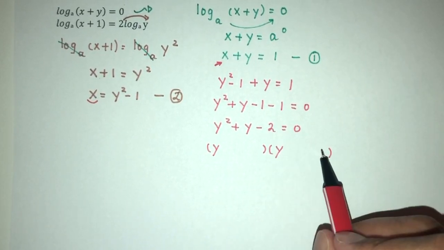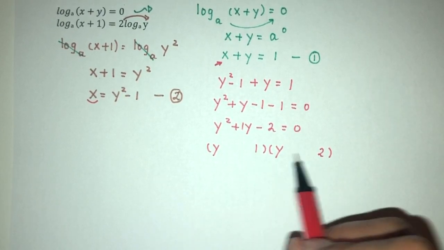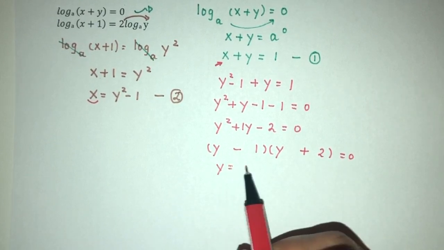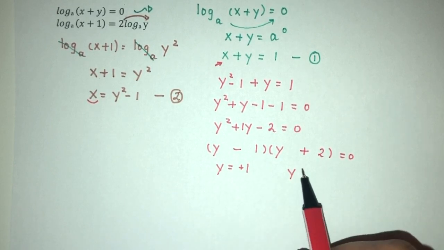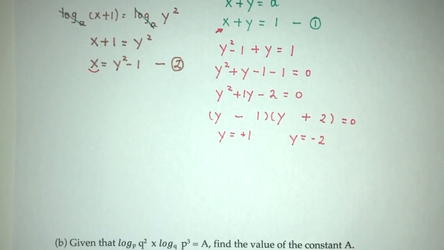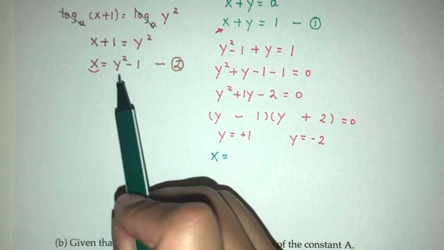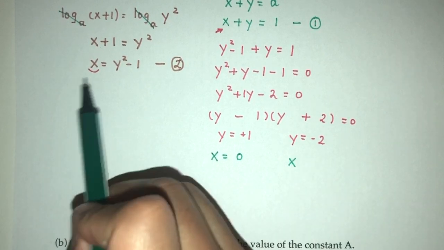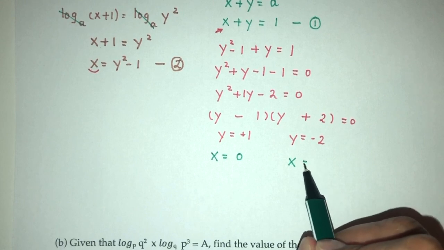Here we have 2, which is 2 times 1. To get plus 1 here, we have to have plus 2 and minus 1. Now y has to be minus 1, so plus 1, sorry, because we send this outside, we go plus 1. And this has to be minus 2. Now let's find the corresponding values of x. So x has to be y squared minus 1. So y squared is 1 squared, which is 1, minus 1 is 0. Same thing here: x is y squared, which is minus 2 squared is 4, minus 1. That has to be 3.